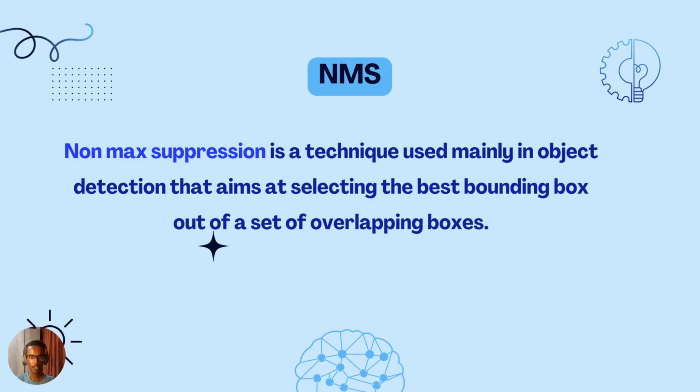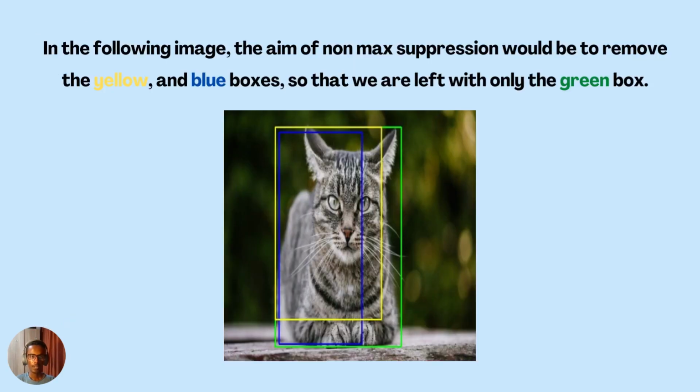Non Maximum Suppression is a technique used mainly in object detection that aims at selecting the best bounding box out of a set of overlapping boxes. So in the following image, the aim of non-maximum suppression would be to remove the yellow and blue boxes so that we're left only with the green box.